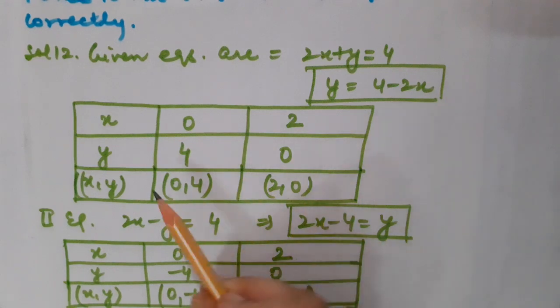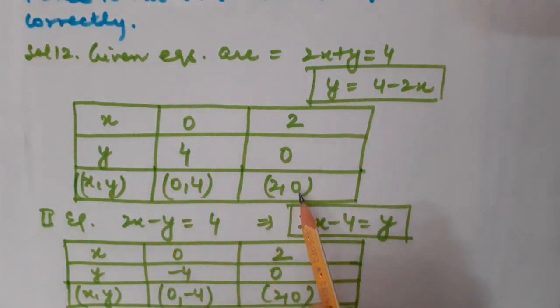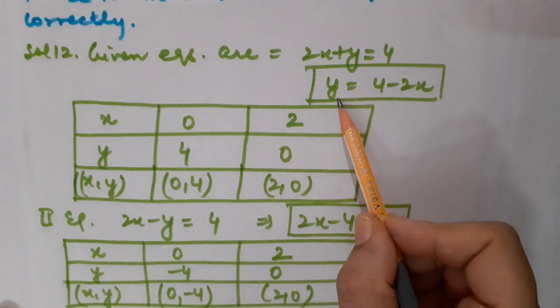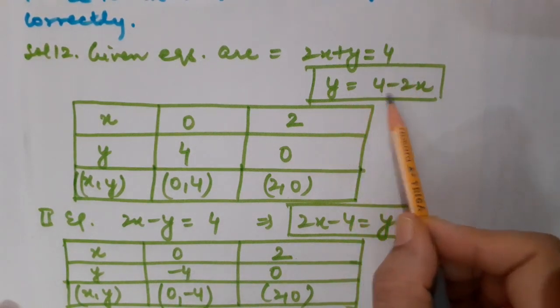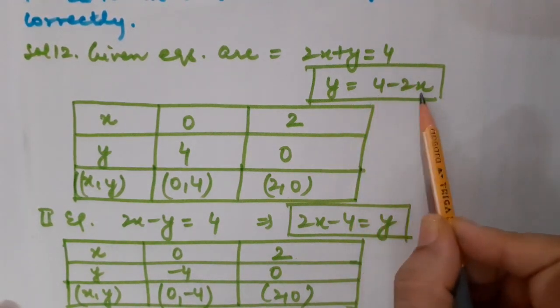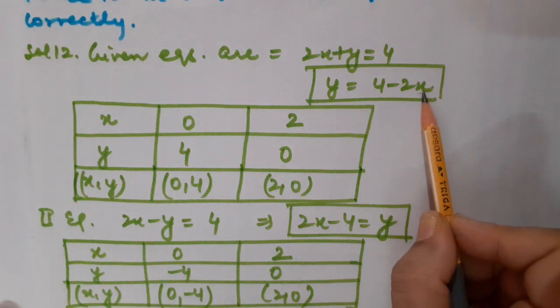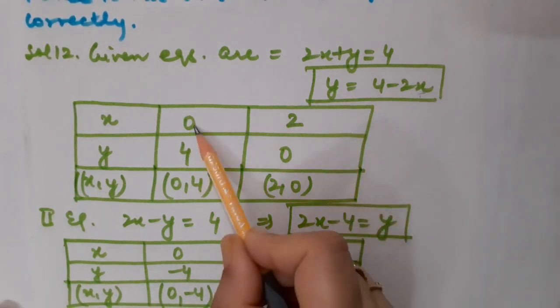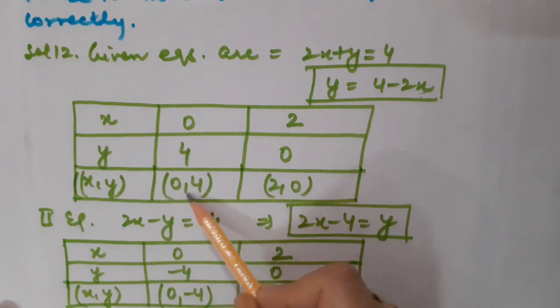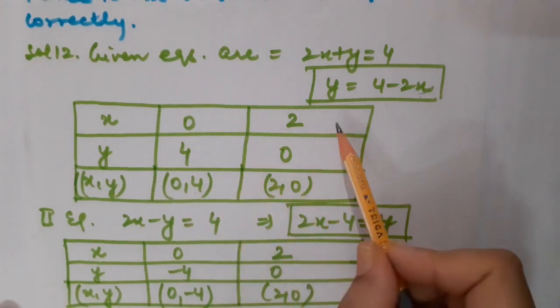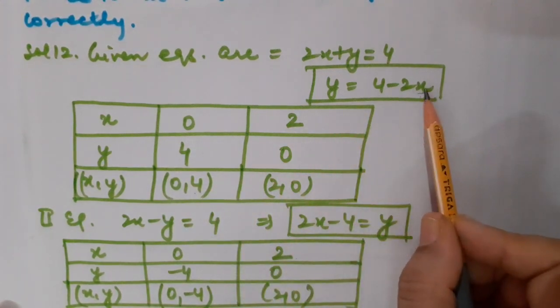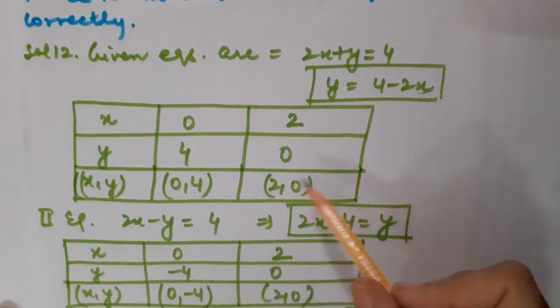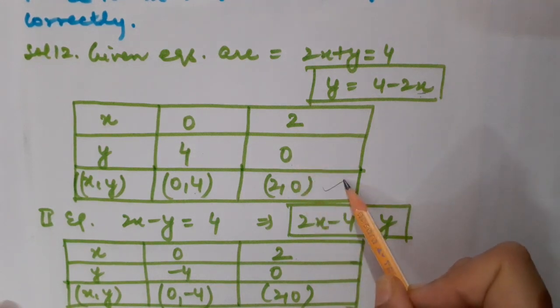From first line, I have got the coordinates. From first line I have got the value of y. First of all, that was 4 minus 2x. When I substituted here 0 at place of x, I got y is equal to 4. So the coordinate will be 0, 4. When I substituted here x is equal to 2, so I got y is equal to 0. So the coordinates are 2, 0.